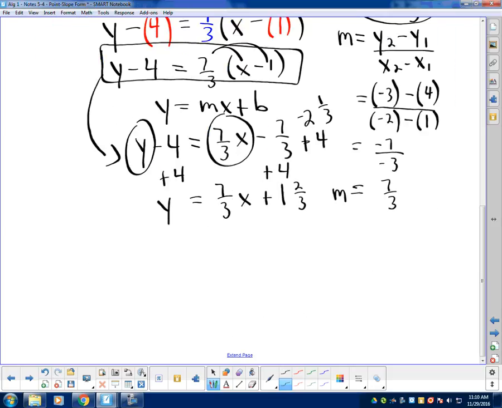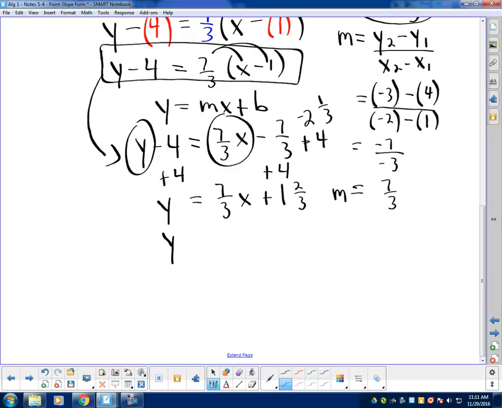And you can do that on your calculator using your fraction key. You just type negative 7, ABC button, 3. Remember your ABC button on there. And then plus 4, and it will give you 1 2/3 as the solution.